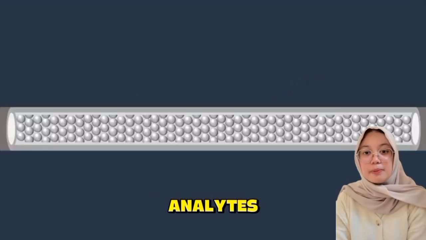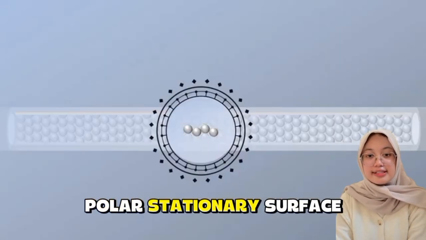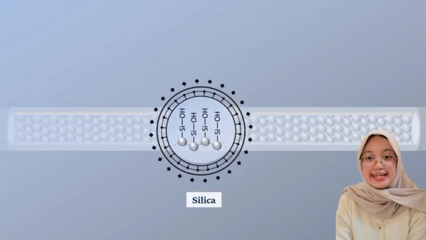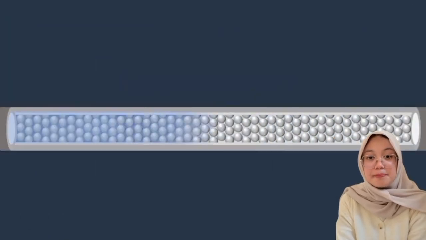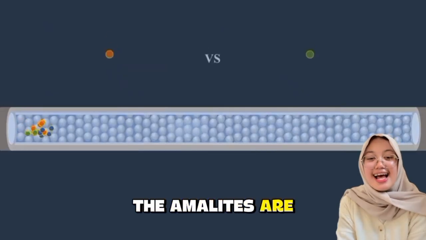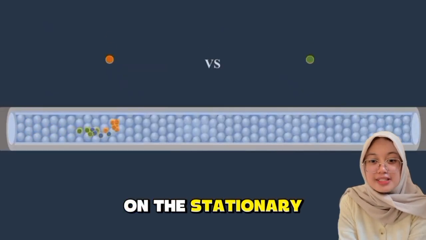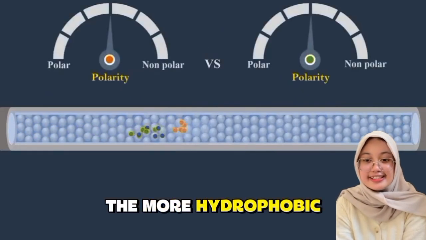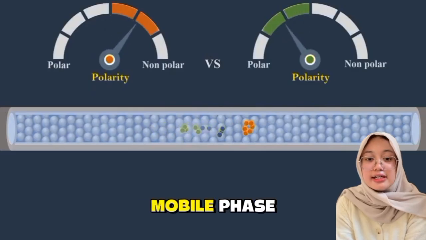In this case, the more the analytes are, the more they will be on the stationary phase. The more hydrophobic they are, the more they will prefer the mobile phase. As compounds elute from the column, they interact with the detector.